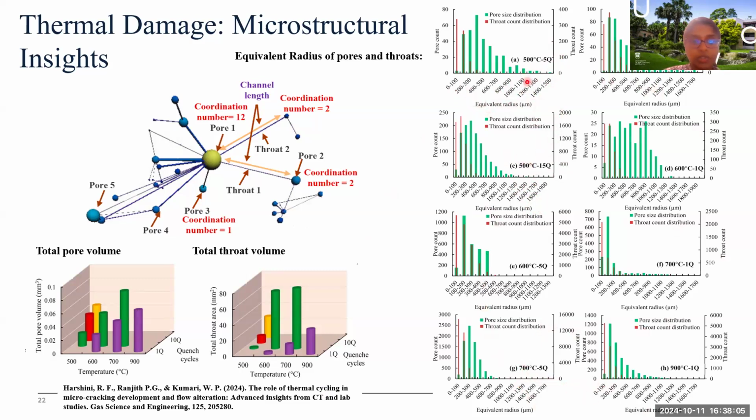And pore throat radii also increase corresponding to the thermal damage, as you can see here. Data also suggests that quenching cycles can have significant, particularly more impact than temperature alone in these observed conditions. So repetitive thermal cycling amplifies microcrack propagation and pore expansion more effectively than a single high temperature exposure.